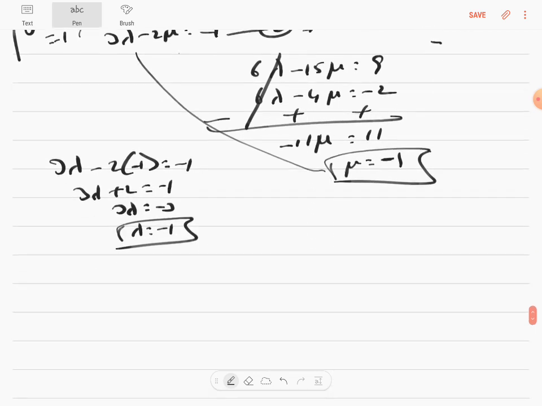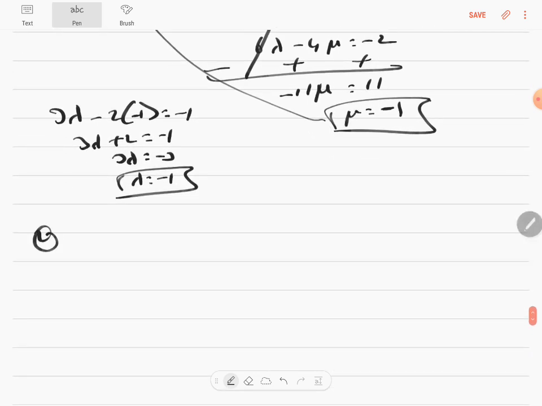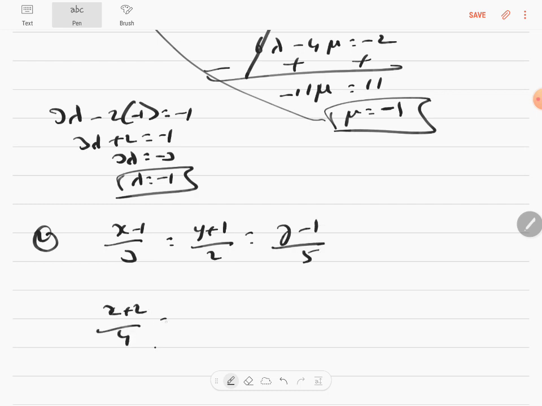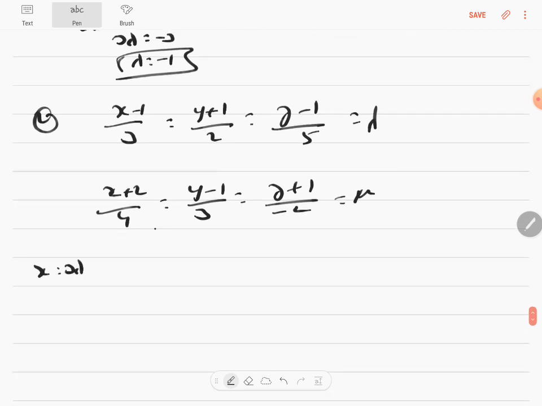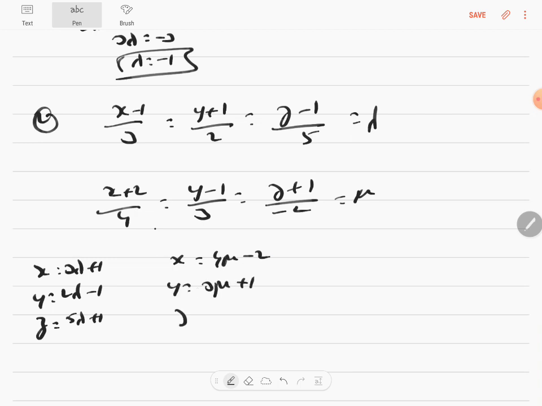So it's very easy. Okay, so example 2: show that the two lines (x minus 1) by 3 is equal to (y plus 1) by 2 is equal to (z minus 1) by 5, and (x plus 2) by 4 is equal to (y minus 1) by 3 is equal to (z plus 1) by minus 2 do not intersect. As usual, write this as lambda, this as mu. Write what is x: x is equal to 3 lambda plus 1, y is equal to 2 lambda minus 1, z is equal to 5 lambda plus 1. X from the second equation is 4 mu minus 2, y is 3 mu plus 1, and z is minus 2 mu minus 1.